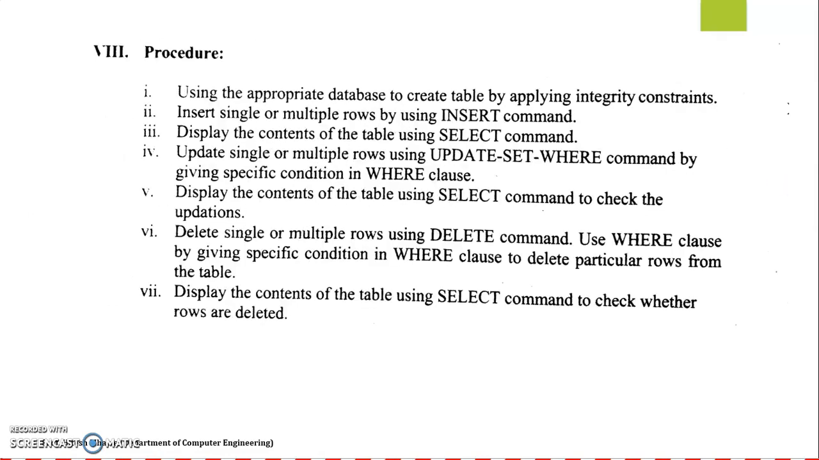Procedure: using the appropriate database, create a table by applying integrity constraints. Insert single or multiple rows by using the insert command. Display the content of the table using the select command. Then update single or multiple rows using the update set where command by giving specific conditions in a where clause, and display the content of the table using the select command to check the updation.